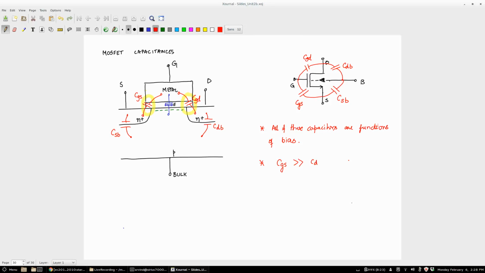So going back, all of these capacitors are functions of bias, and it's really messy. However, for the purpose of this course, we can make the following approximations, which are good enough. For this course, your CGS is assumed to be much greater than the other capacitors, CDB, CSB and CGD. Is it the case always? This is in saturation. When the device is in saturation, which is what you are interested in, these other capacitors are small.